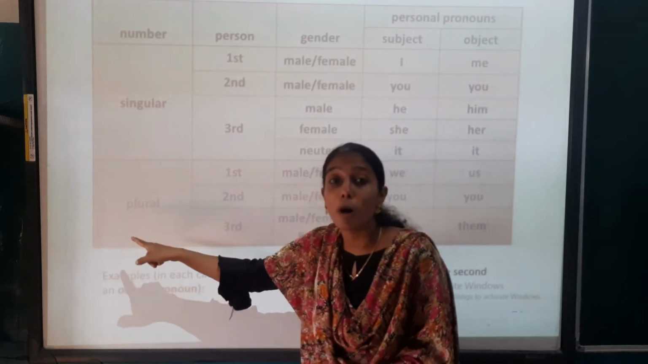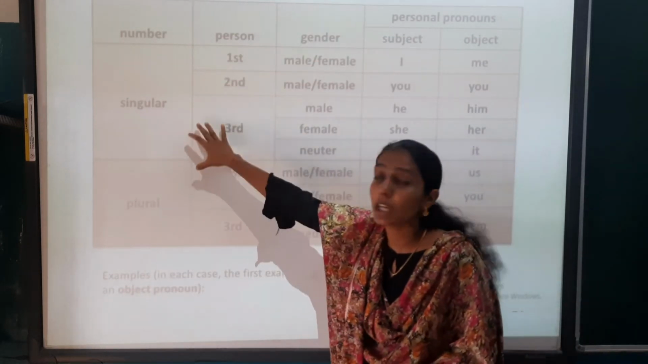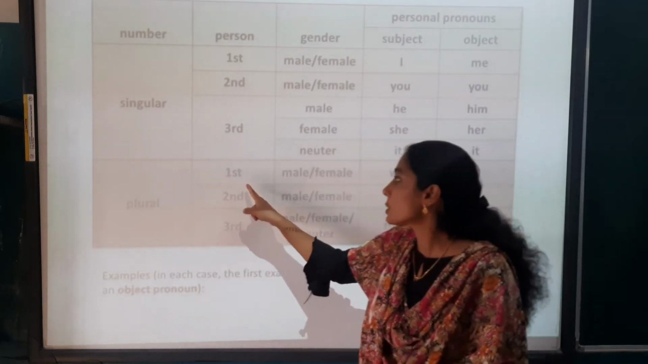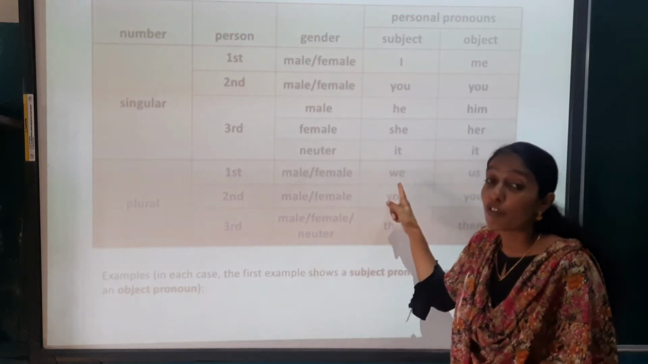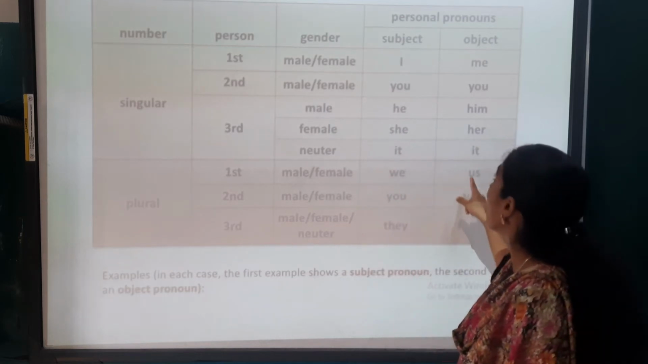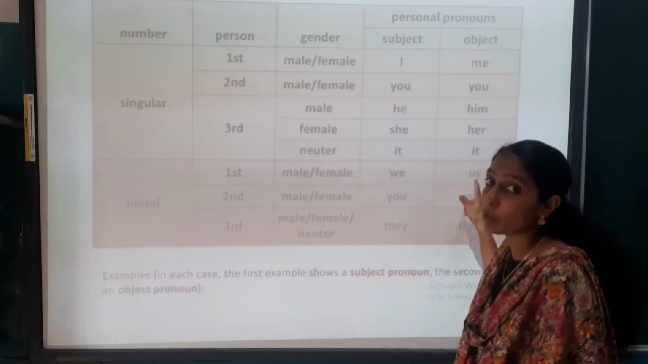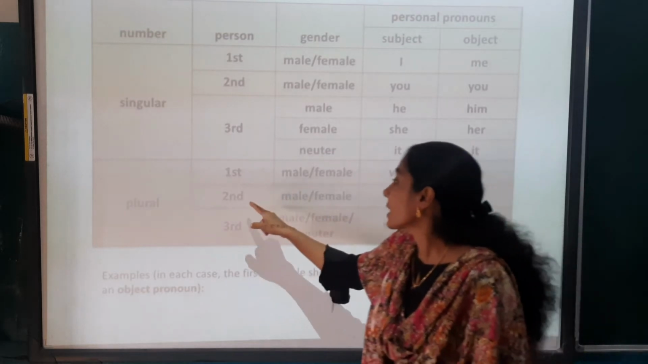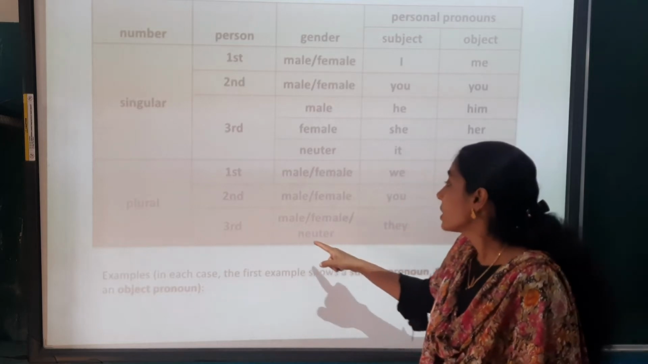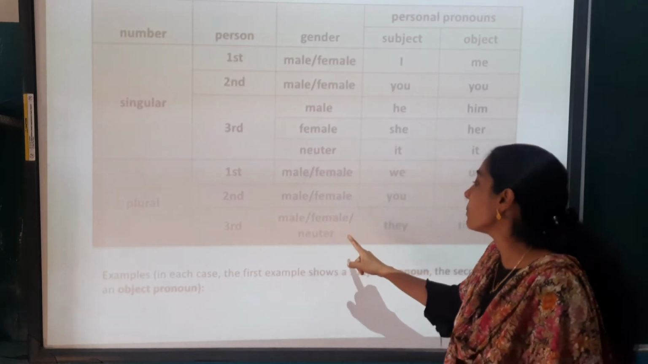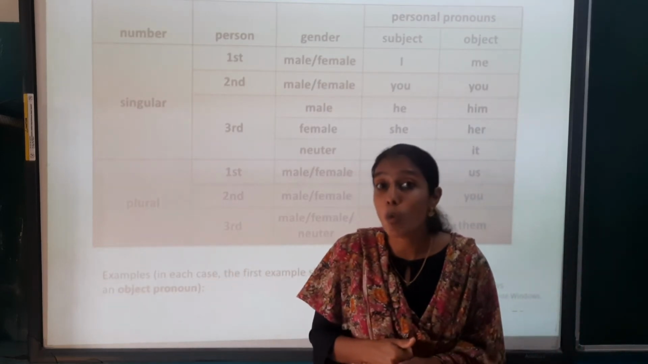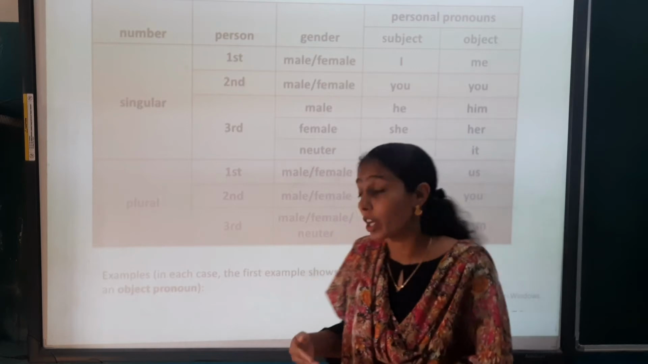Now when we are talking about the plural number, this we saw in the singular number. Now when we are talking about the plural number, first person, if it is male or female, we. Here in singular it was I, now we. And the object was me, but your object will be us. Second person, you, and the object will remain the same. Third person, if it is male, female or neuter, they and them. They are coming home. They left this morning.